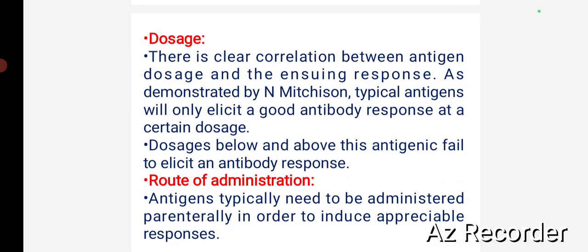Next one, dosage. There is a clear correlation between antigen dosage and ensuing response, as demonstrated by Michelson. Typical antigens will only elicit a good antibody response at a certain dosage. Below or above this dosage level, the antigen fails to elicit an antibody response.